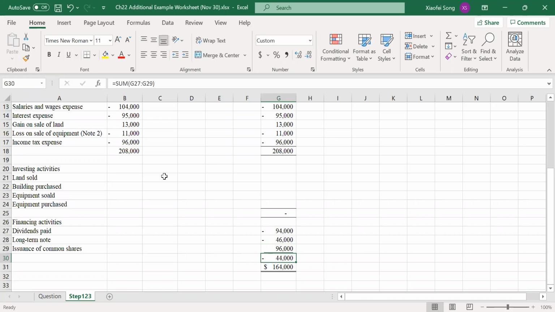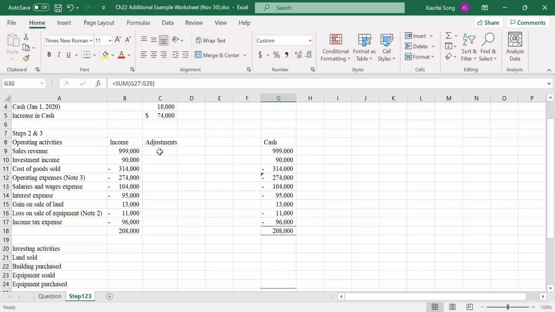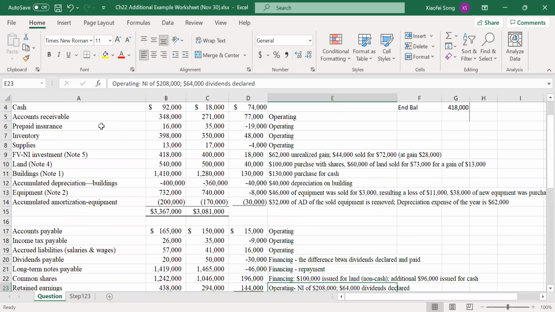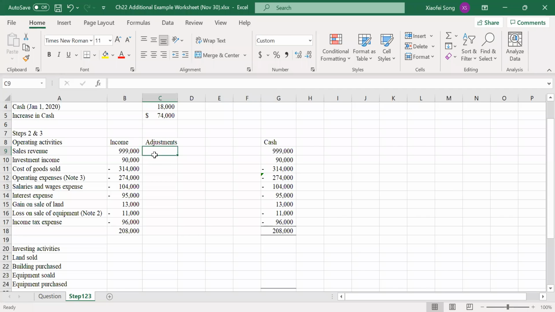Okay, so let's go back to these parts. First of all, from sales revenue, the counterpart is cash collected from customers, and the difference between these two is the change in accounts receivable. So if we go back to see how the accounts receivable changed, accounts receivable increased, so that the 77,000 should be not added, exactly, subtracted.